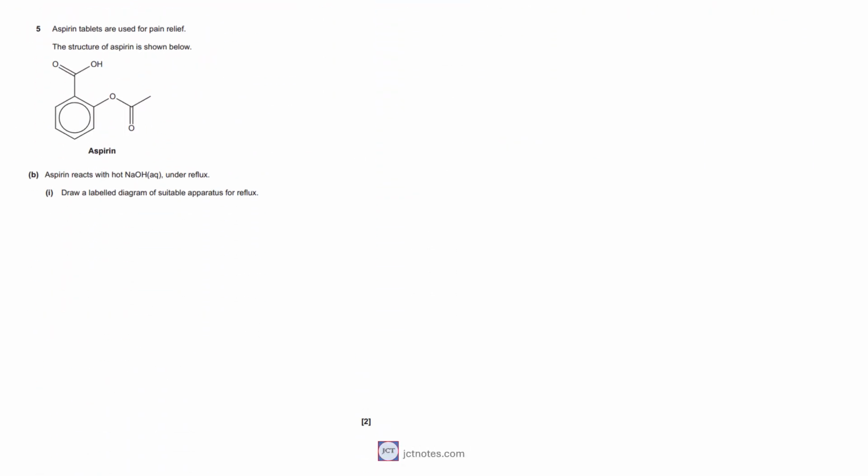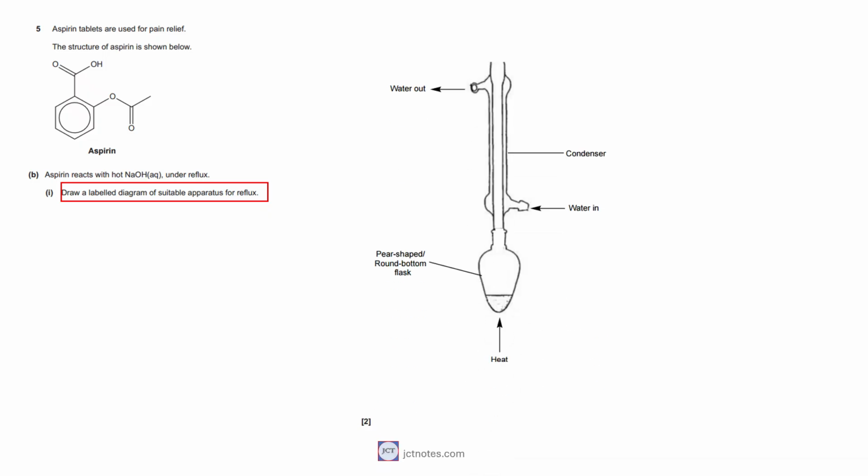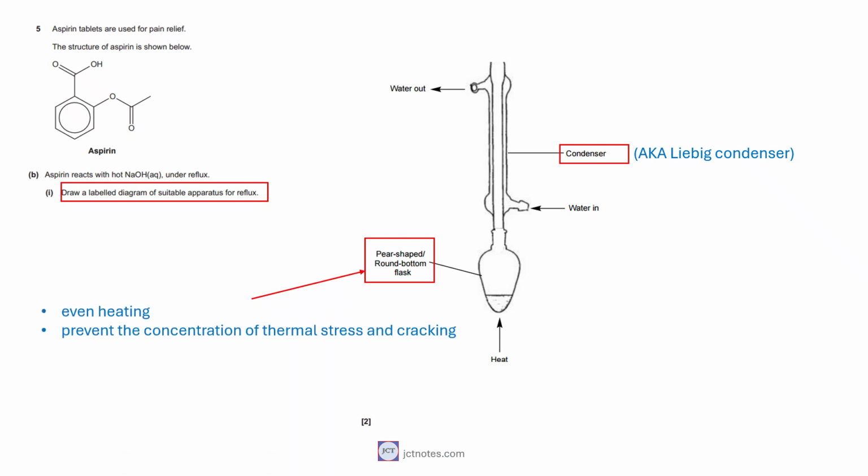Part B of question 5 contains 2 questions. In the first question, we are asked to draw a suitable apparatus for reflux. I have copied the answer shown in the mark scheme. The reflux apparatus consists of 2 main pieces of equipment, a pear-shaped flask, or a round-bottom flask, and a Liebig condenser. Make sure that the flask is clearly labeled as either pear-shaped or round-bottom. These flasks allow even heating and reduce the risk of thermal stress, which helps prevent the glass from cracking.